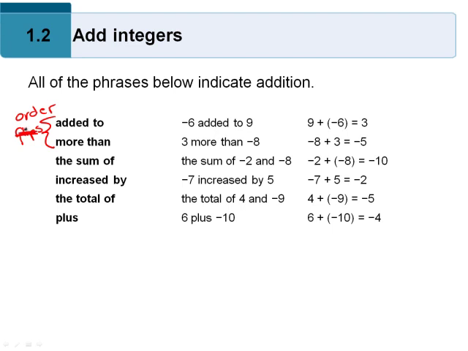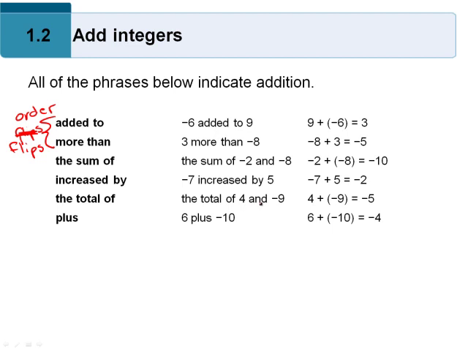Oops, made a big mess with that word. That's flips. Okay, so the sum of negative 2 and negative 8, you just add negative 2 plus negative 8. Add and keep the sign, you get negative 10. Negative 7 increased by 5, increased by just goes right in order. Okay, nothing new there. Negative 7 plus 5, you have to subtract, keep the bigger sign.